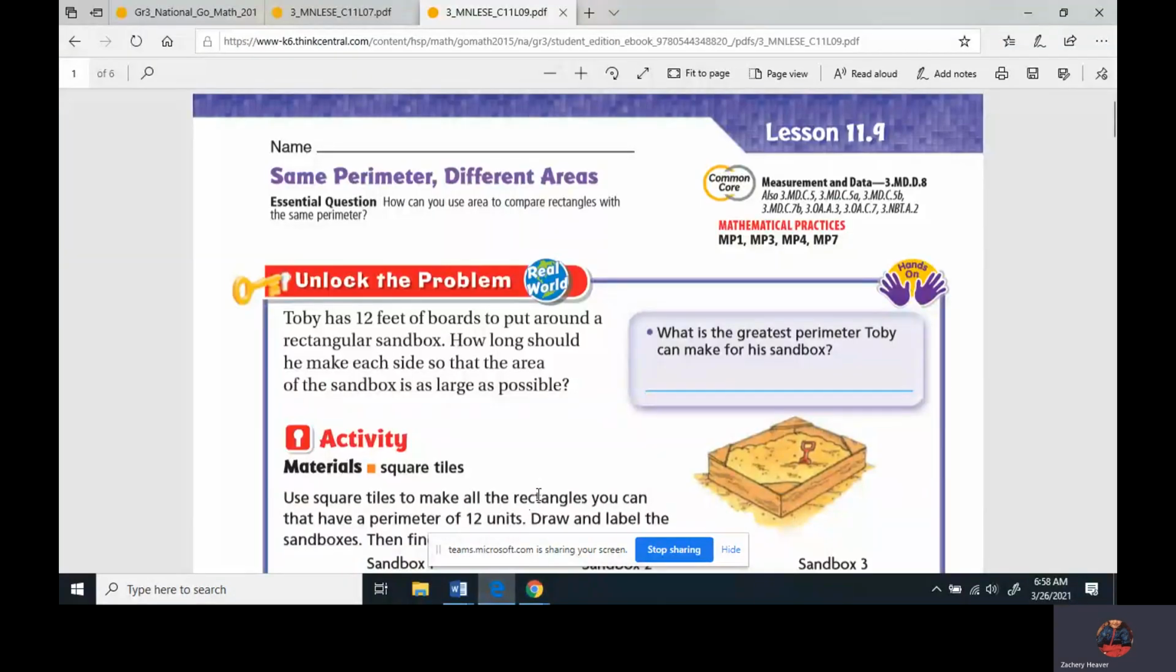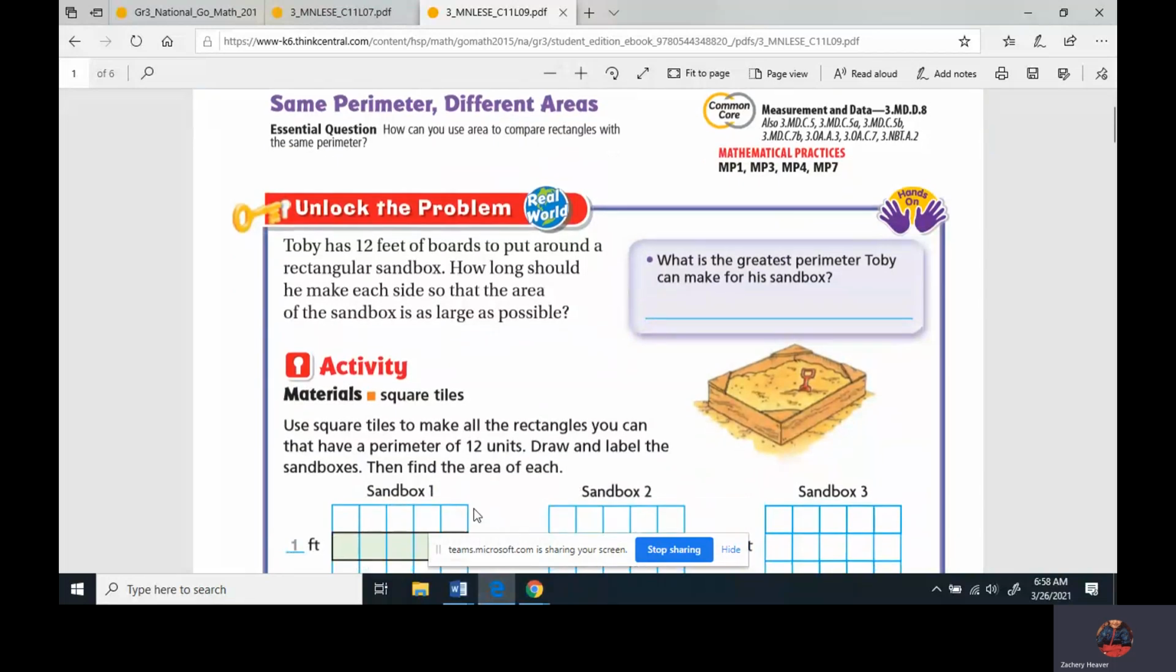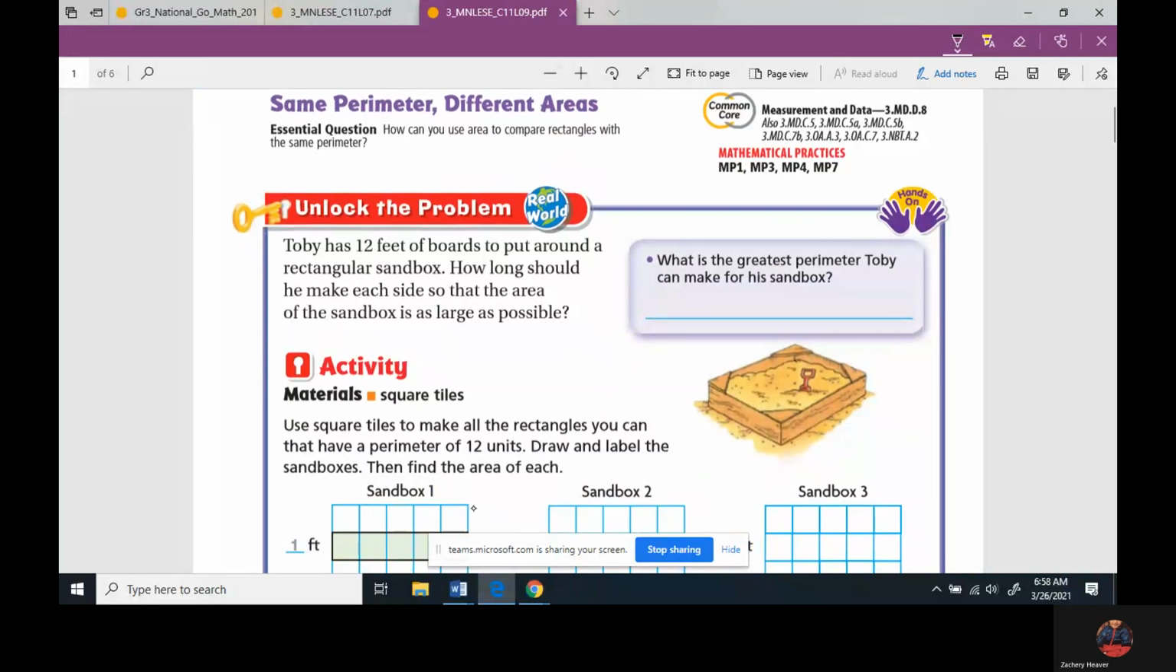Okay, so we're going to look at 11.9, which is same perimeter, different areas. We know the perimeter is the distance around and the area is the distance inside. How much is inside? So Toby has 12 feet of board to put around a rectangular box. How long should he make each side so that the area of the sandbox is as large as possible?